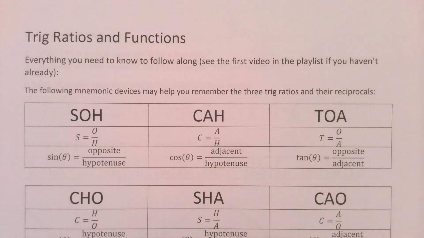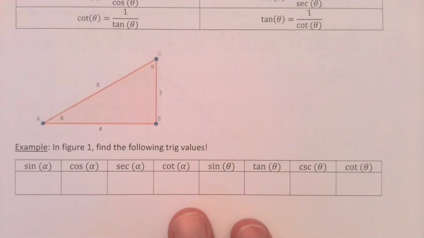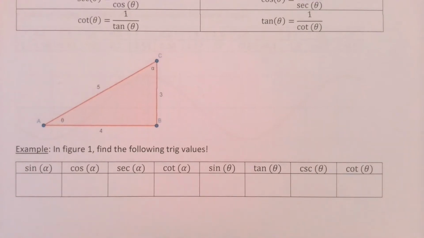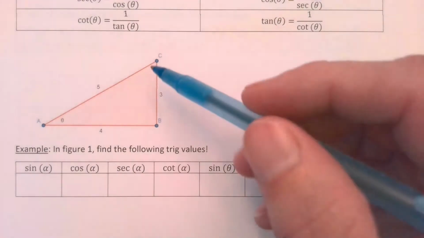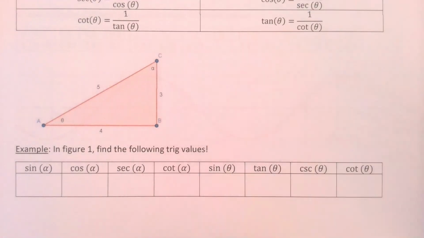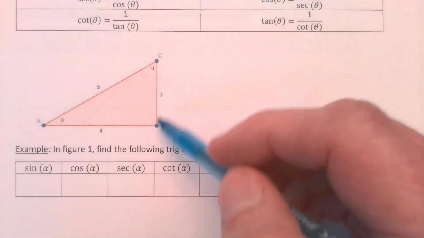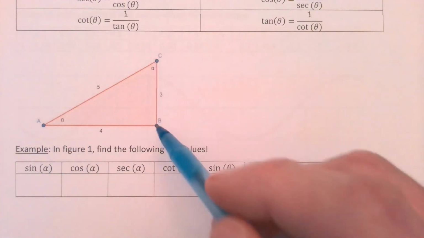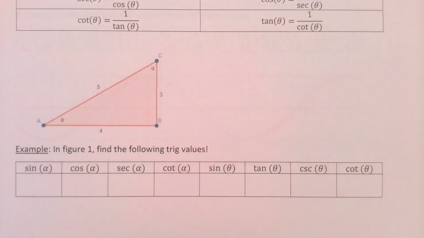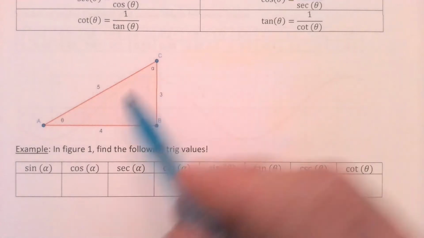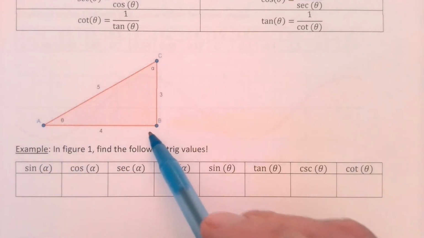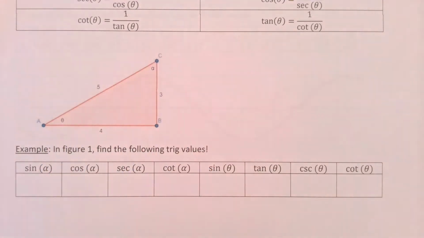So let's begin. In this first example, we are to find a number of trigonometric values for the two acute angles in this triangle. Now, these first four deal with the angle alpha. Okay, it's located up here. This triangle has got two legs. These shorter sides are called legs, and this longest side is the hypotenuse. Relative to alpha, we would consider this to be the opposite leg, and this is the adjacent leg.